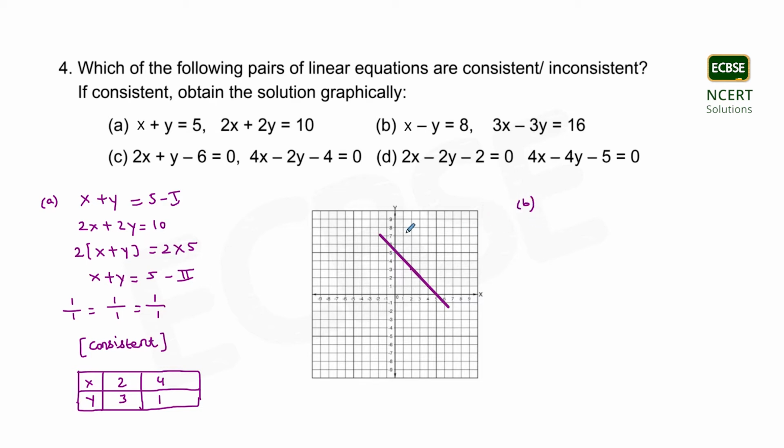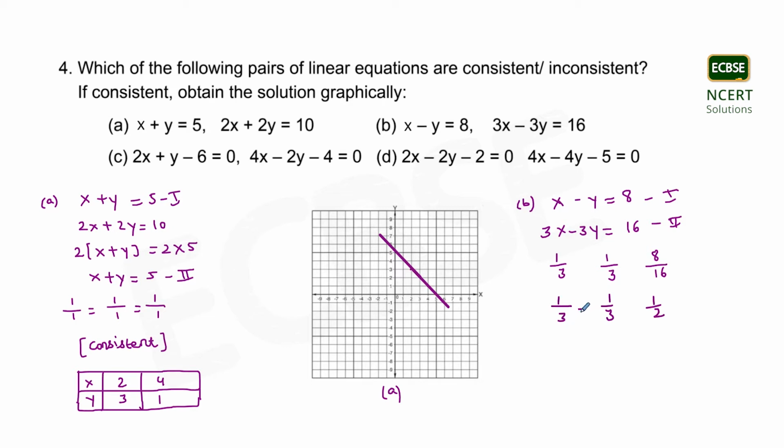Now coming to part B, here the equations provided are x minus y is equal to 8 and 3x minus 3y is equal to 16. So these are the two equations. Our first step is to find whether or not these two equations are consistent. So we will find the ratios of the coefficients of x, y and the constant. So a1 over a2 comes out to be 1 by 3, b1 by b2 comes out to be 1 by 3, and c1 by c2 comes out to be 8 by 16. Simplifying them, that is 1 by 3, 1 by 3 and 1 by 2.